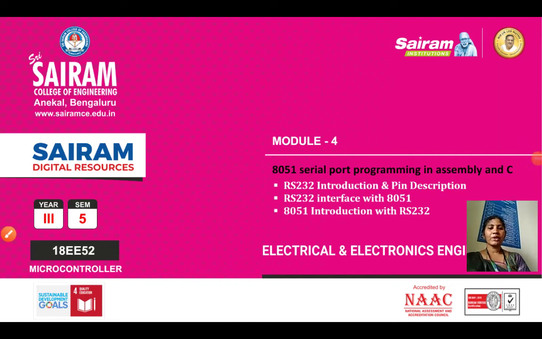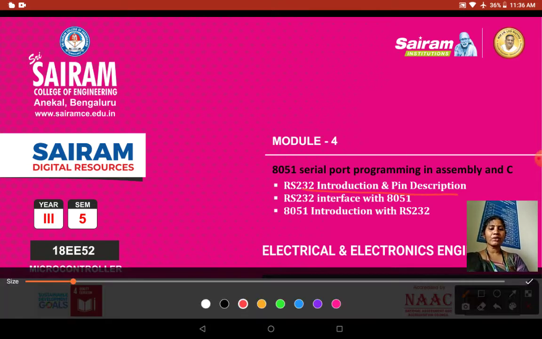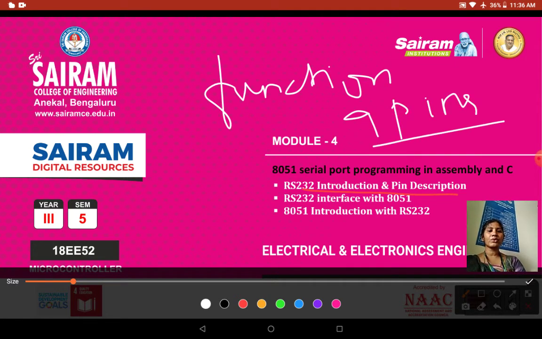Good morning students, in the previous class we discussed the introduction to RS-232 and the pin description, and what is the function of each pin. That is, we have 9 pins in RS-232. So what are all the functions of each pin in RS-232 that we discussed in the previous class. Among these 9 pins, the most important pin is going to be data detect.